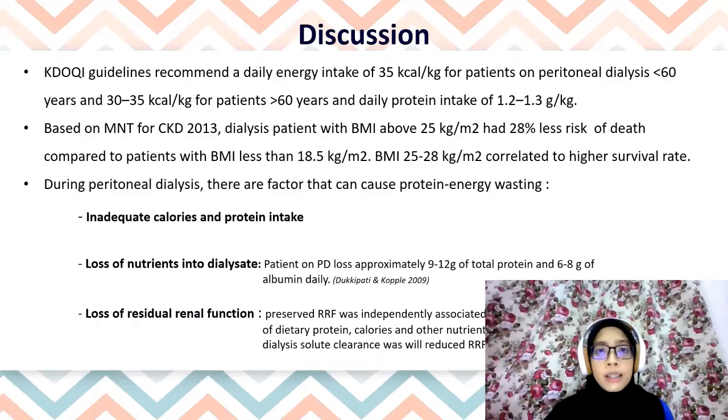And during peritoneal dialysis, there are factors that can cause protein energy wasting. First, inadequate calories and protein intake. Second, loss of nutrient in dialysate, as research shows that patients on PD can lose approximately 9 to 12 gram of total protein and 6 to 8 gram of albumin daily. And lastly, loss of residual renal function, also called RRF, and RRF can be preserved by association with greater intake of dietary protein, calories, and other nutrients.